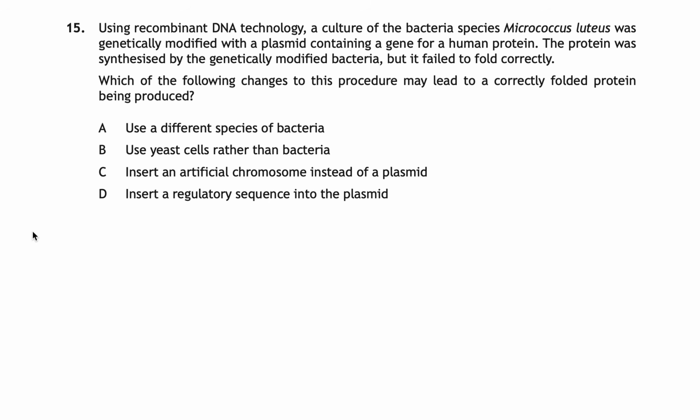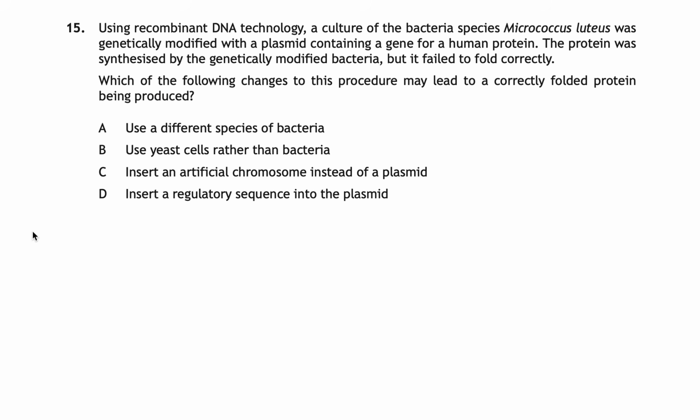For question 15, using recombinant DNA technology, a culture of the bacterial species Micrococcus luteus was genetically modified with a plasmid containing a gene for a human protein. The protein was synthesized by the genetically modified bacteria, but it failed to fold correctly. Which of the following changes to this procedure may lead to a correctly folded protein being produced?